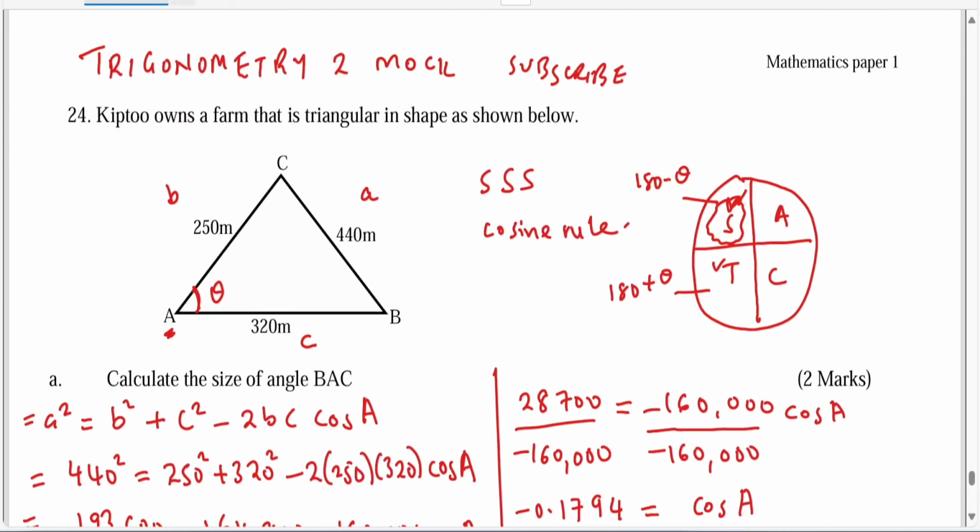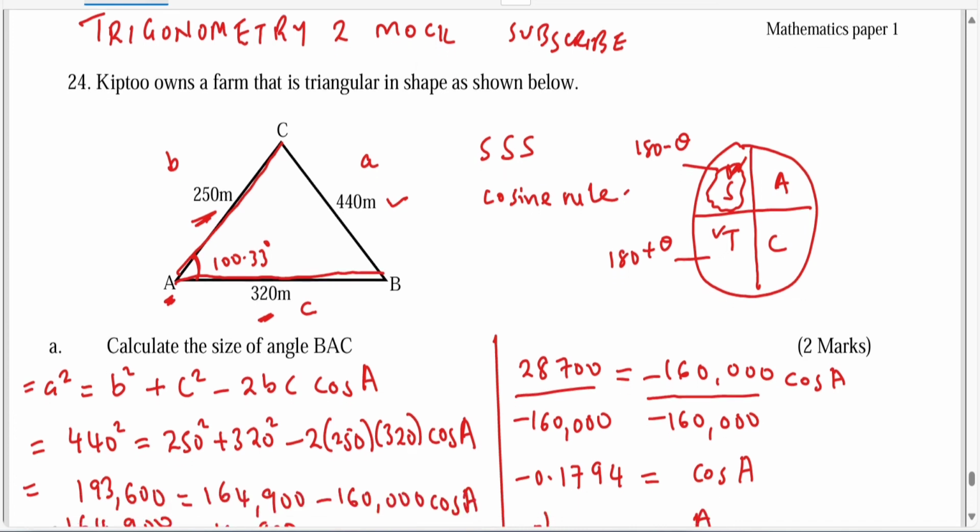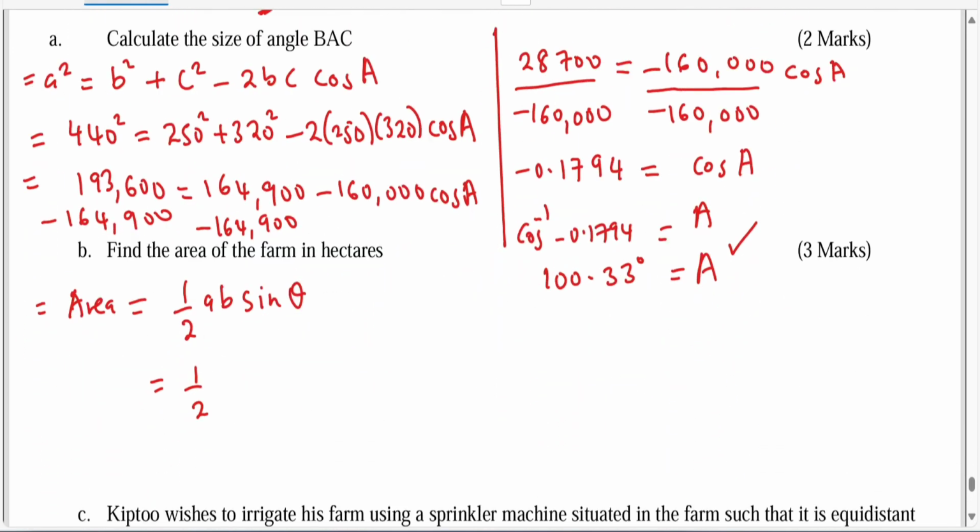So ukiangalia angle ambao umepata ni hii hapa, in which hii ndo angle 100.33 degrees. AB yako ni gani? Ni hii 250 na hii 320. Ignore the 450 kwa sababu haiko hata karibu na hii angle. The two sides which come together to form that angle are the ones that you use in calculating the area. Zile sides mbili zikikutana kutengeneza hiyo angle, ndo hizo sides mbili ndo utatumia kutafuta area. So these two sides are 250 and 320.